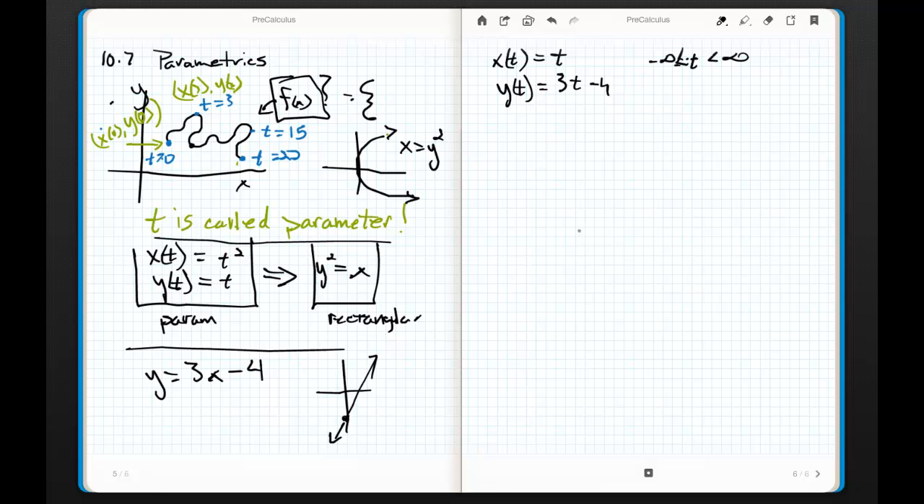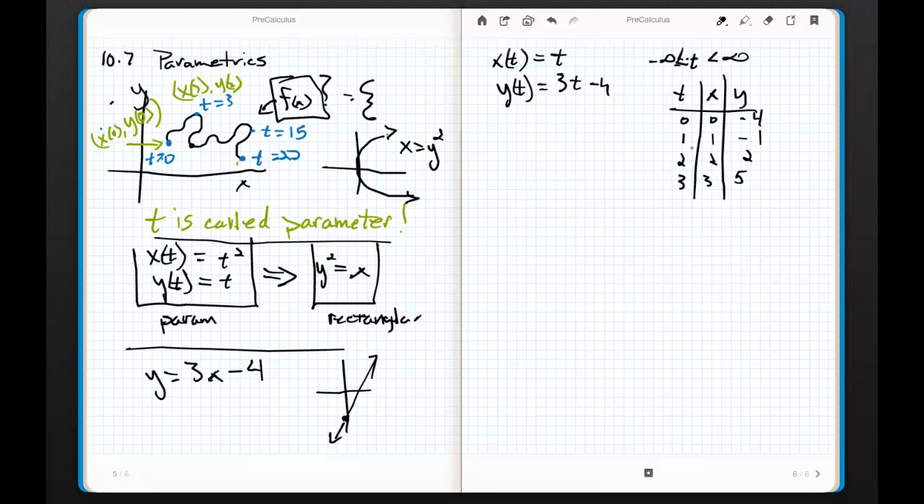Do you see why? Because watch. Let's just set up a little deal here. Instead of a coordinate tree, I guess this is like a coordinate shrub. I'm going to go x and y. Watch what happens. When t equals 0, x is 0, and y is -4. When t equals 1, x is 1, and y is -1. When t equals 2, x is 2, and y is 2. Let's do one more. When t equals 3, x is 3, and y is 5.